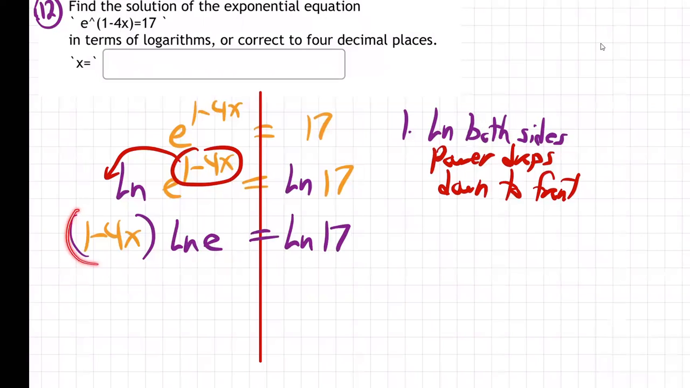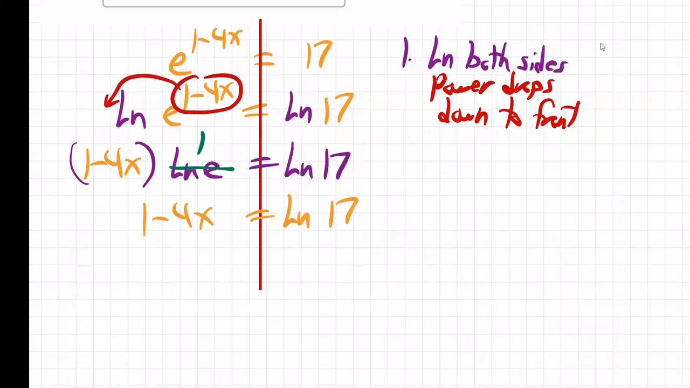Yeah, you have to put parentheses around that because that way the whole 1 minus 4x is multiplying the ln e, because the whole 1 minus 4x was in the power. So the whole thing needs to be in the front multiplying. So anyway, ln of e, what's that? That's just 1. You can check it on your calculator if you want to. They're just the opposites of each other, and they just become 1. ln of e is just 1. So then we just have 1 minus 4x is ln 17. So I'll mention that right here. Number 2, ln of e just equals 1.